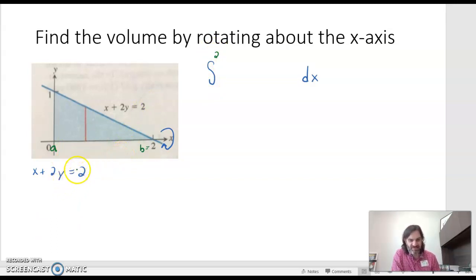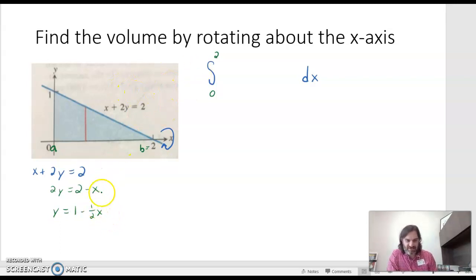And we need to manipulate this thing. Since we want it in terms of x, we need to get y by itself. So we're going to isolate y. We're going to take the x plus 2y equals 2 and try to get the x on the other side and the y by itself. So I believe we get y equals 1 minus 1/2 x.